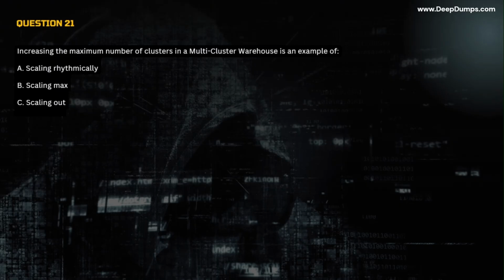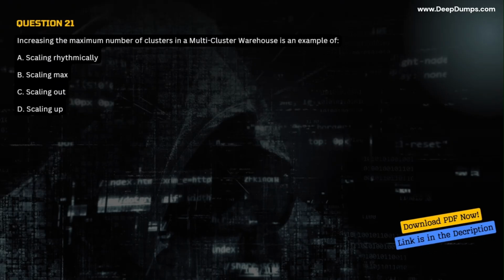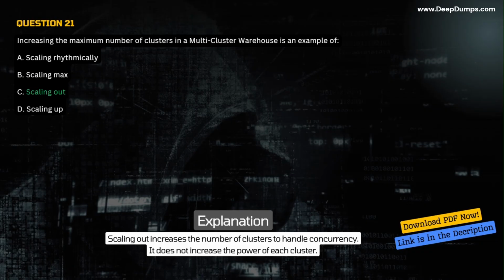Question 21. Increasing the maximum number of clusters in a multi-cluster warehouse is an example of: A. Scaling rhythmically. B. Scaling max. C. Scaling out. D. Scaling up. Correct answer, C. Scaling out. Explanation: Scaling out increases the number of clusters to handle concurrency. It does not increase the power of each cluster.